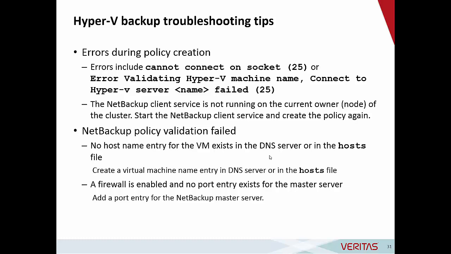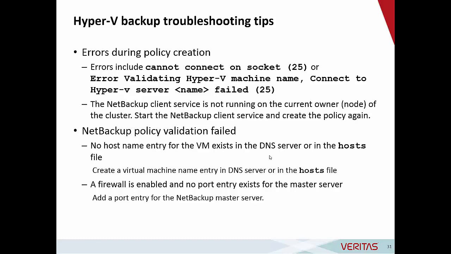Here are some Hyper-V troubleshooting tips. During the policy creation, before we've even started to run the backup job, if we get errors when the policy is being validated, such as cannot connect on socket, or error validating the Hyper-V machine name, this might be an indication that the NetBackup client service is not running on the Hyper-V server. If I'm trying to back up a clustered instance of Hyper-V, it might be that the client service is not running on the current node of the cluster. Verify that the client service is running, and if it is running, try stopping and restarting it and attempting policy creation again.